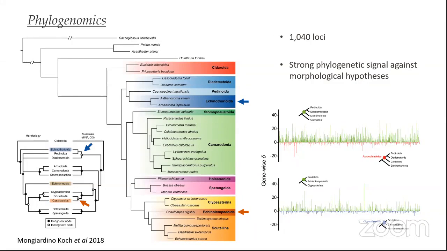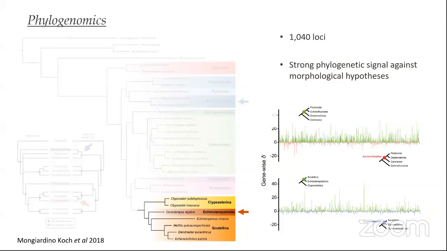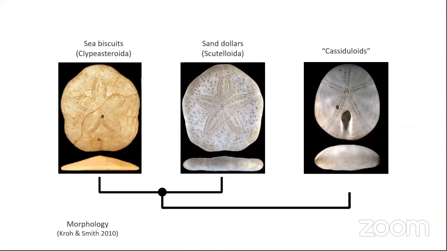But on the other hand, I would like to argue that this has probably opened up more questions than it has answered. To explain better why, I'm going to zoom in on this clade over here. This clade is the one that contains, for example, the sand dollars. I hope you're all familiar with the sand dollars. It's an extremely derived clade, both morphologically and ecologically. They don't look like sea urchins. They don't do things like any other sea urchin lineage.